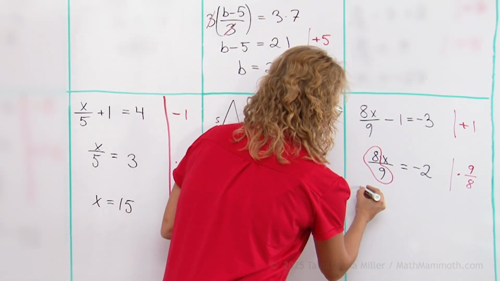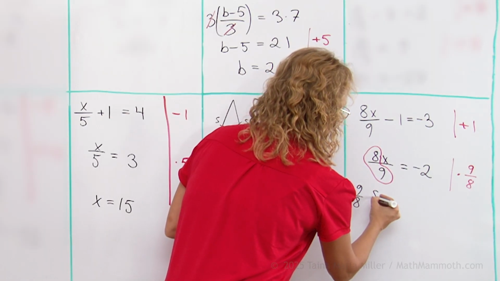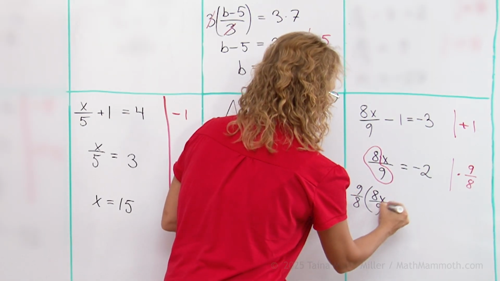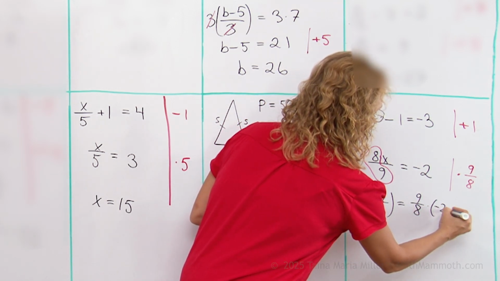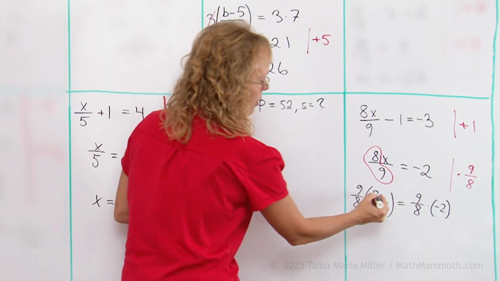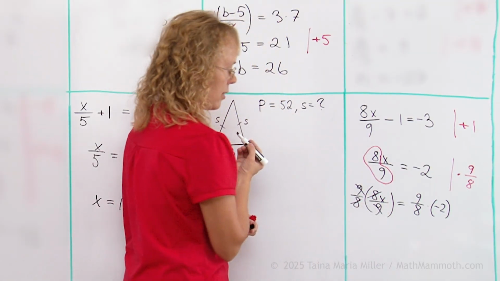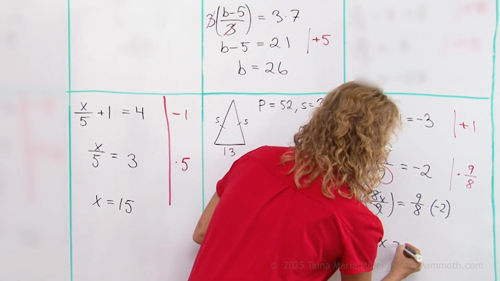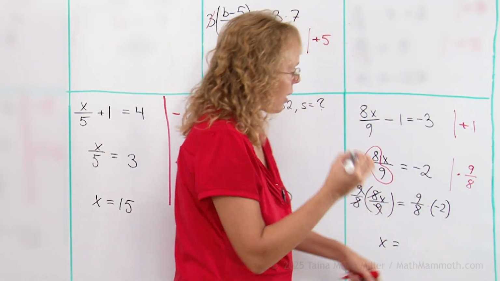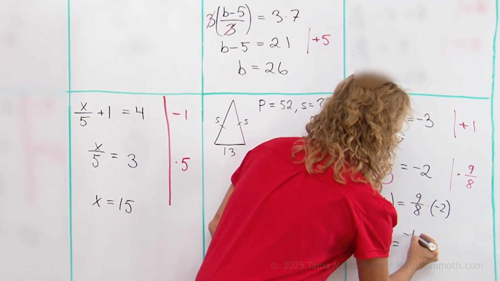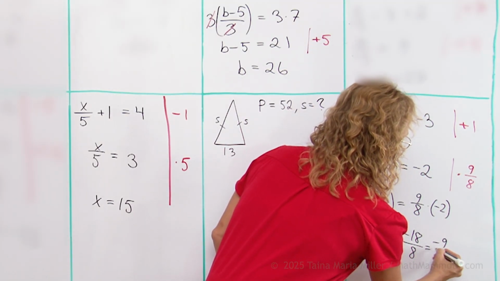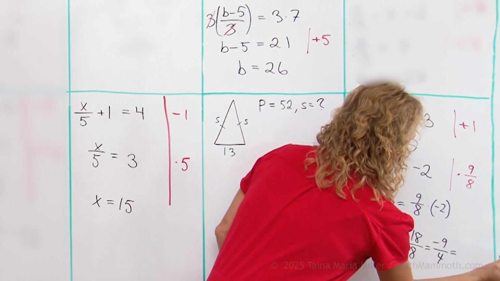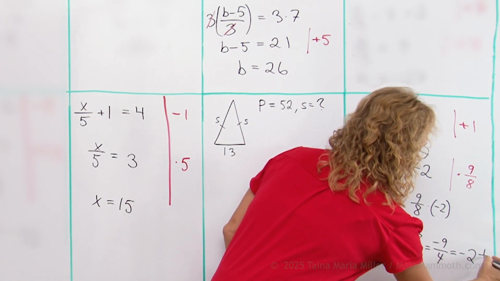You see what happens? 9 over 8, and then 8x over 9. Then over here, 9 over 8 times negative 2. And see now, 8's cancel, 9's cancel, and we have x alone. Over here, I need to multiply negative 2 times 9, negative 18 over 8. Now that simplifies to negative 9 over 4, which is then negative 2 and 1/4.